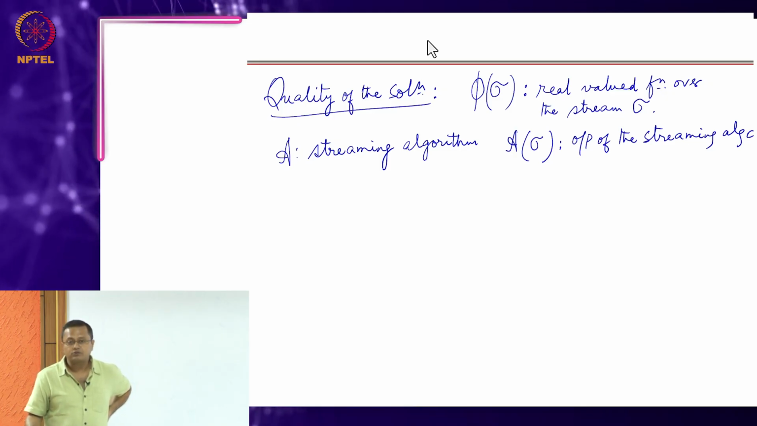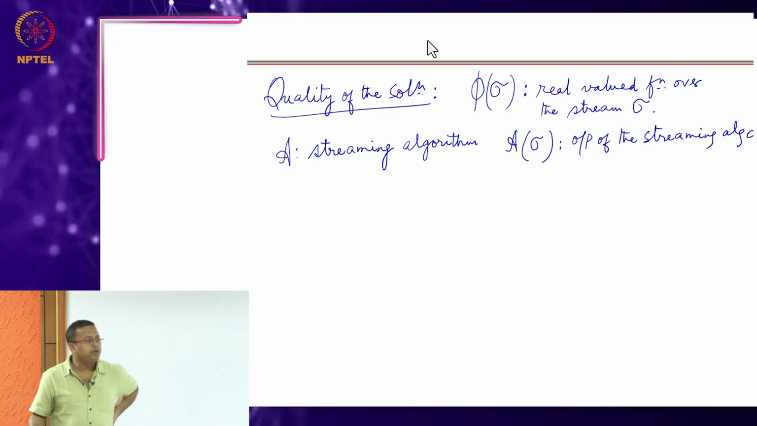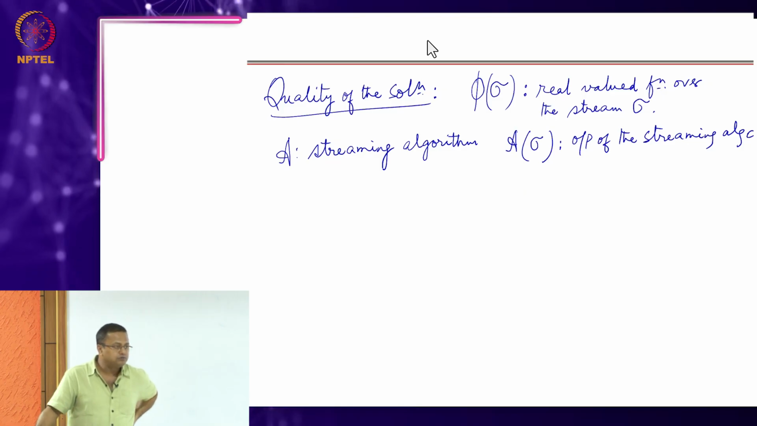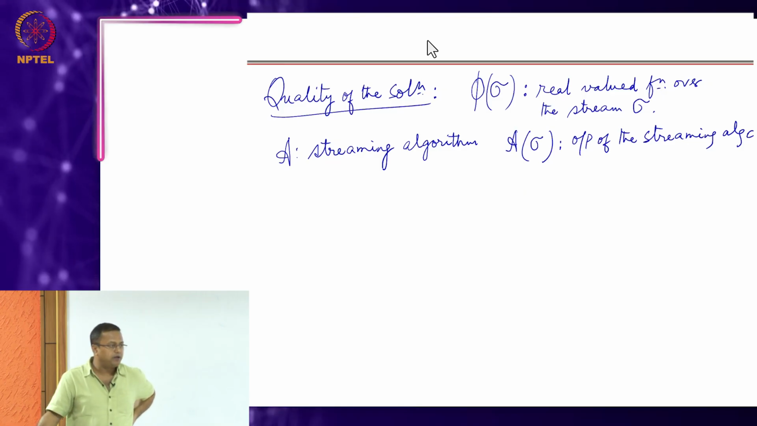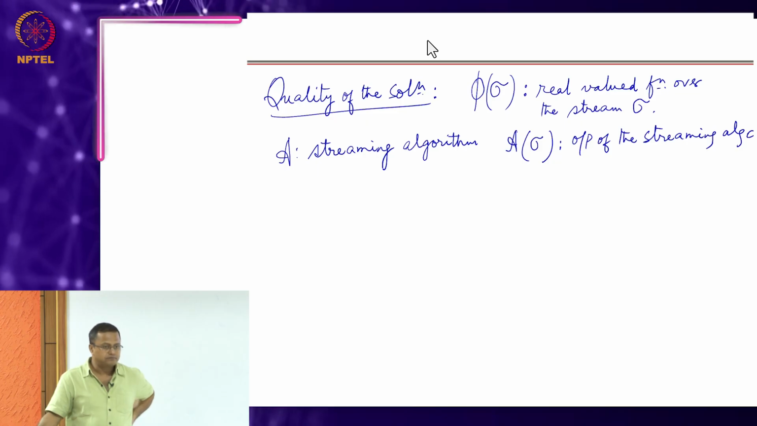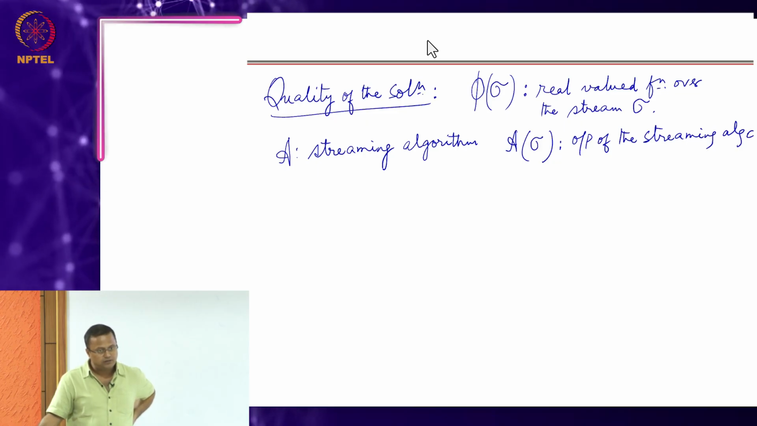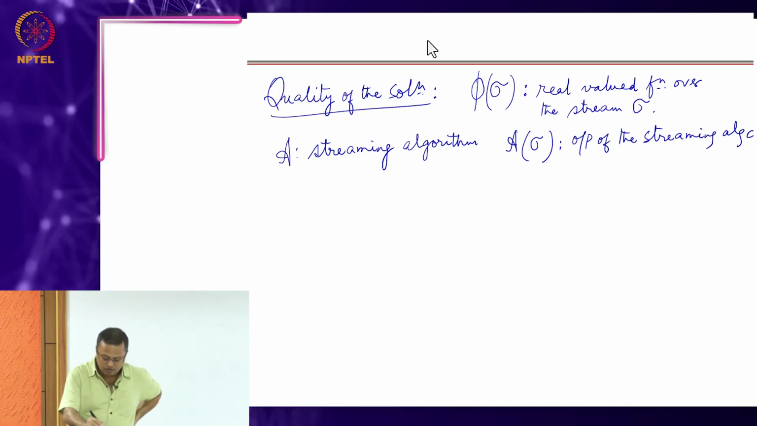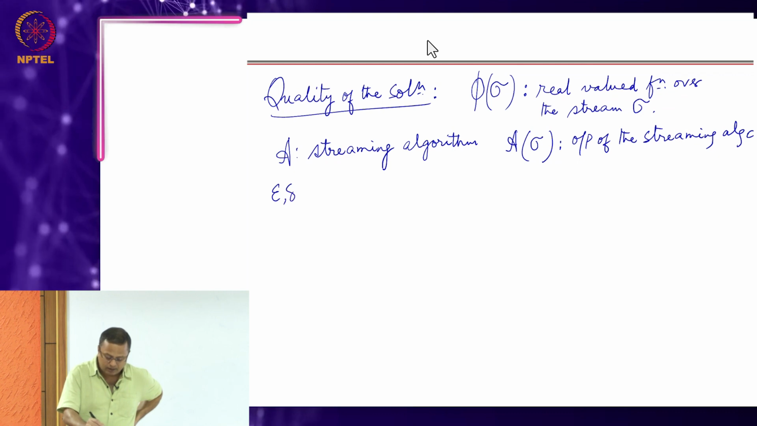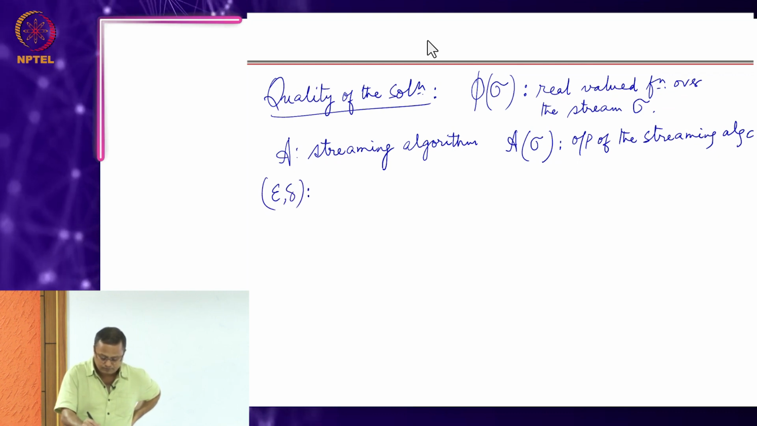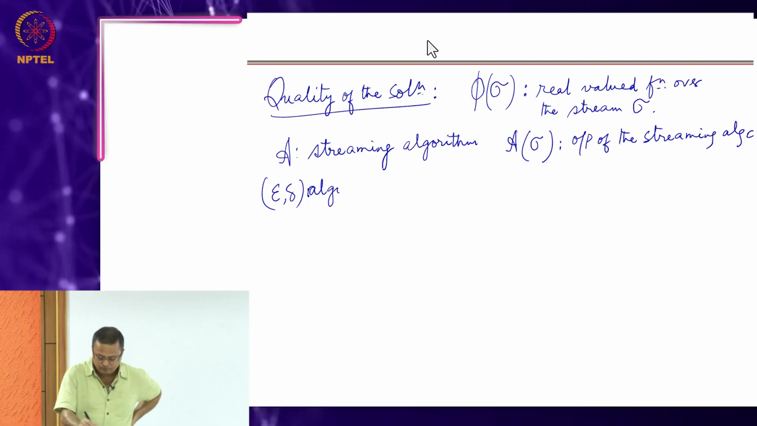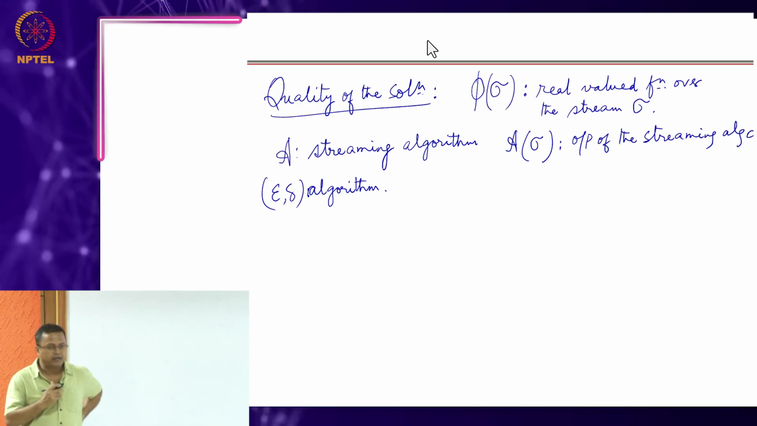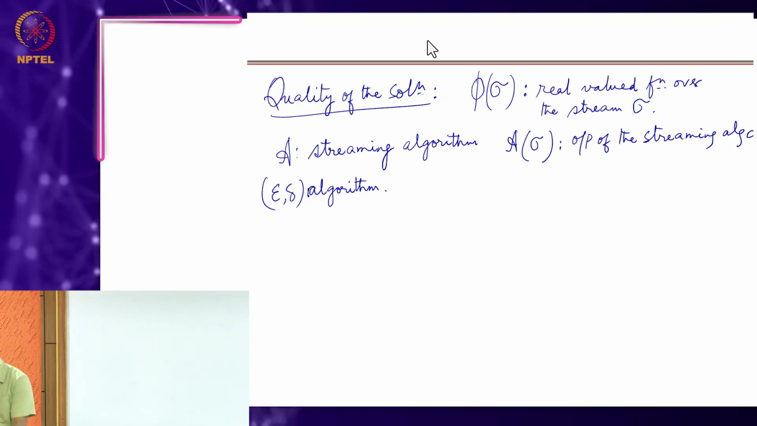Now, what is a good approximate solution? Your output A sigma should be as close as possible to this phi sigma, right. So, we would now define a notion called an epsilon delta algorithm, where epsilon is an error parameter and delta is a probability measure.